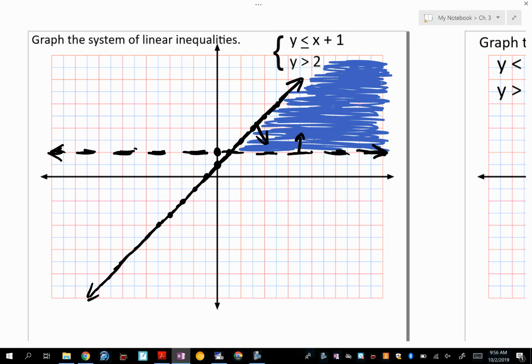Are you talking about for the second one? So is 0 greater than 2? No. So I would not be shading down from that horizontal line because that's where 0, 0 is. I'm shading above. We're going for both, right? Are you using 2 colors? So you have 2 colors. I got you.